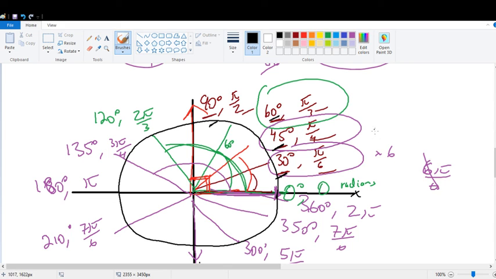Next week we'll be adding more to this. We'll have other coordinates that are related to each degree and angle, but that's next week.